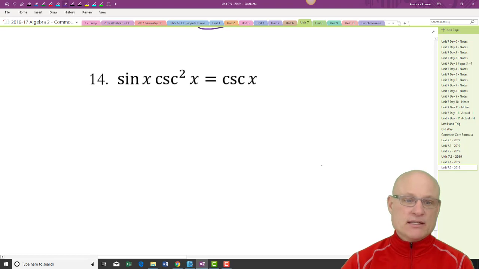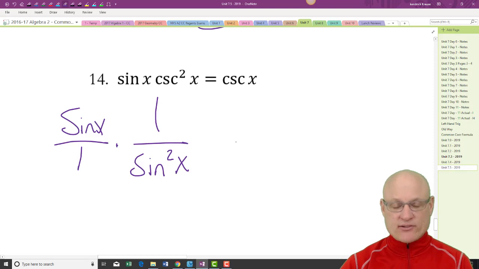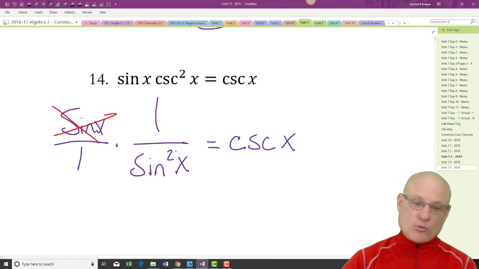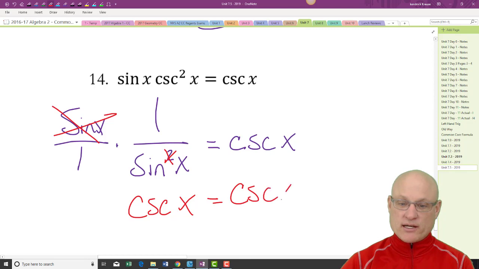It's going to be a 2-point question, and this has got to be your last statement. All right, so this is going to be sine x over 1 times 1 over sine squared x. I'm not going to write sine x, that's just a waste of time. This is equal to cosecant x. Well, let's see. These sine x's cancel. Wait, 1 sine x cancels. So I'm left with 1 over sine x, and I know that's cosecant x equals cosecant x.